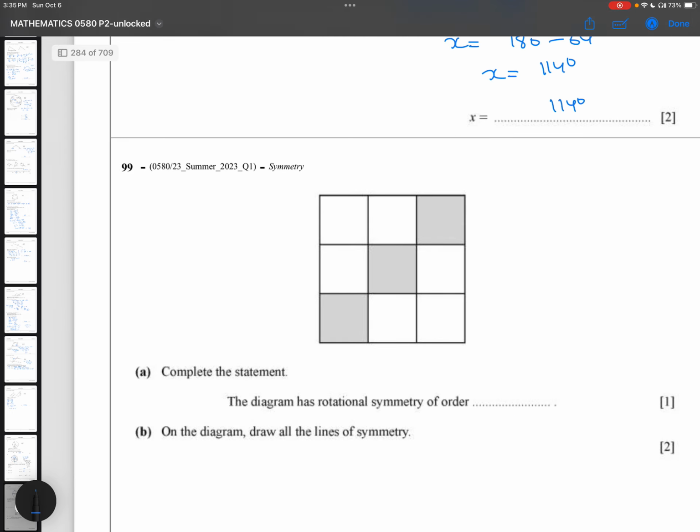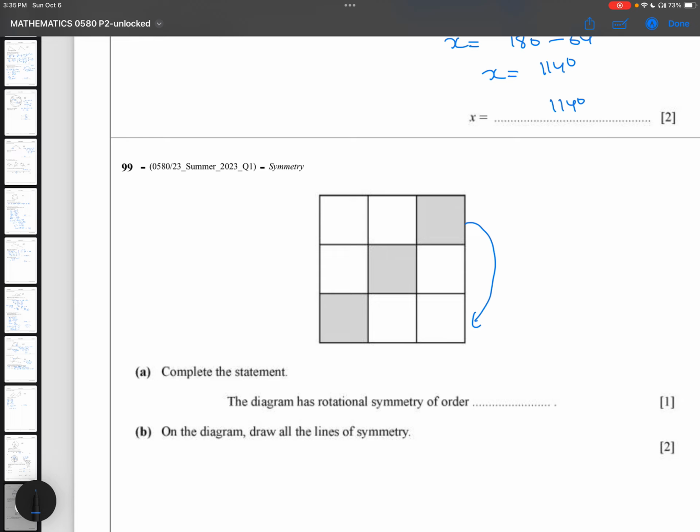Let's move to question number 99. It says the diagram has rotational symmetry of order. If we rotate this diagram 90 degrees to the right, I won't get the same shape again because this shaded block will come here. So it won't be the same.